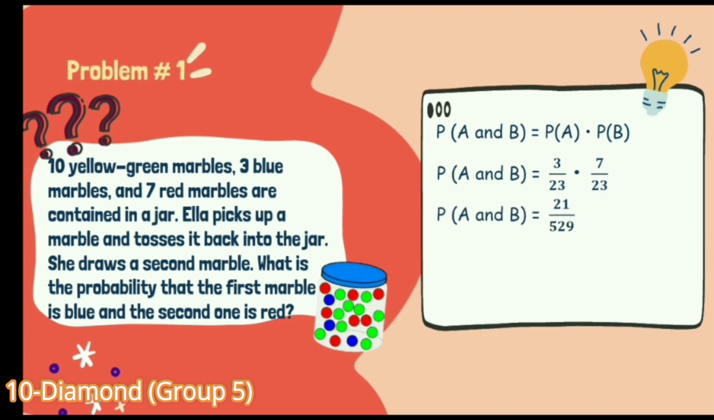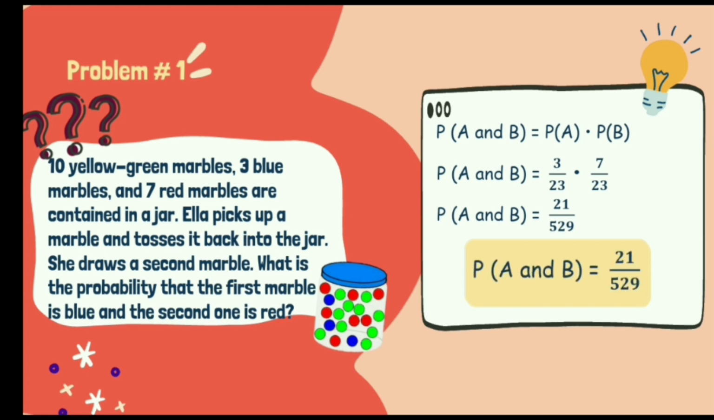We need to multiply the numerators first. 3 times 7 is 21. Then let's multiply the denominators. 23 times 23 is 529. Therefore, the probability of getting the first marble blue and the second one red is 21 over 529.